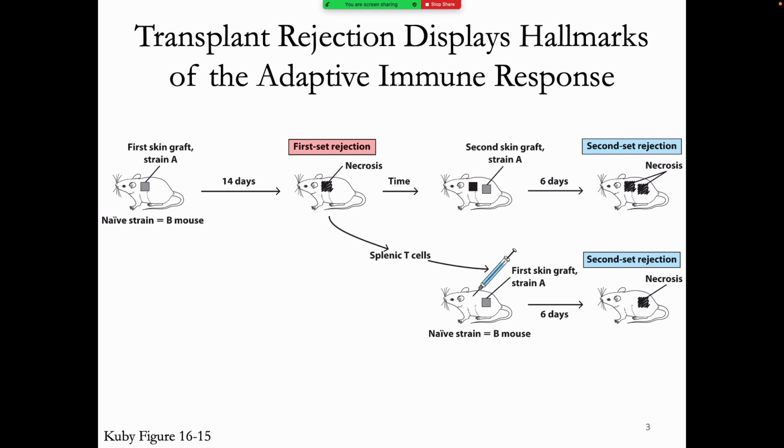One of the clearest, or the most famous, types of rejection is T cell mediated. There are some situations where it's not T cell mediated, but the classic rejection response is a T cell mediated response. And so we see this hallmark of the adaptive response as we're looking at rejection.